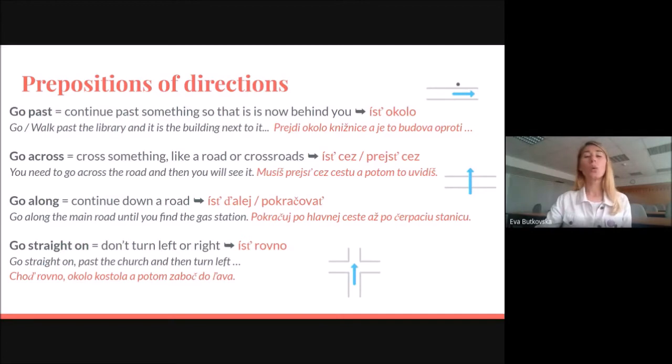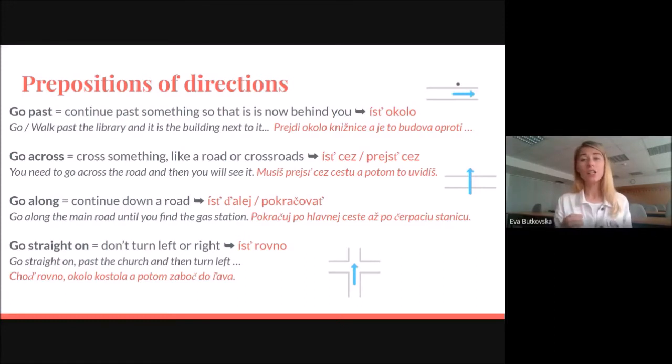Next one is go along and go straight on. These two have very similar meaning, so it's really up to you which one you want to use. Go along means continue down the road or up the road. So just continue going straight. And as well, go straight on means continue walking straight, so don't turn left or don't turn right. So go along and go straight on means continue going straight.